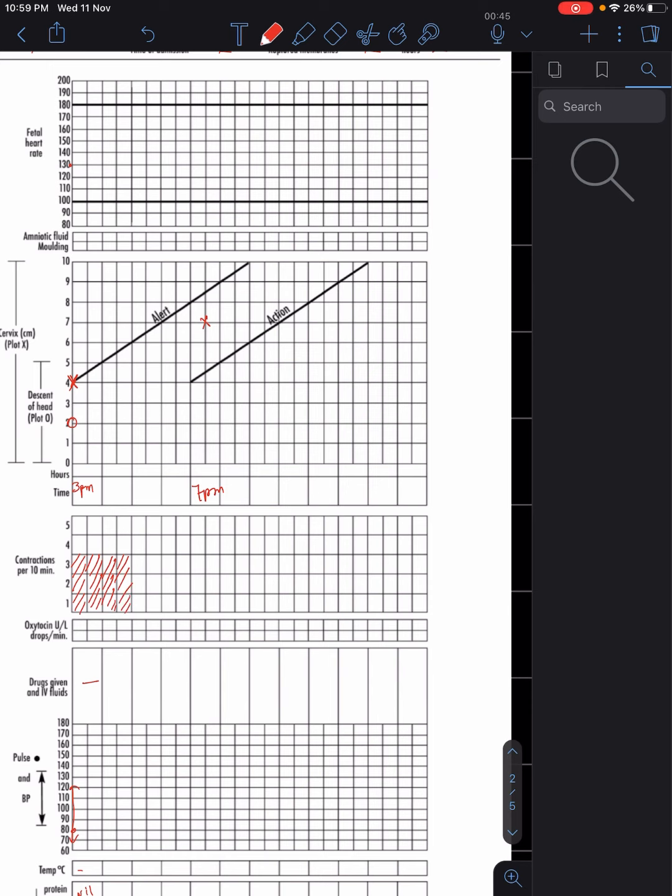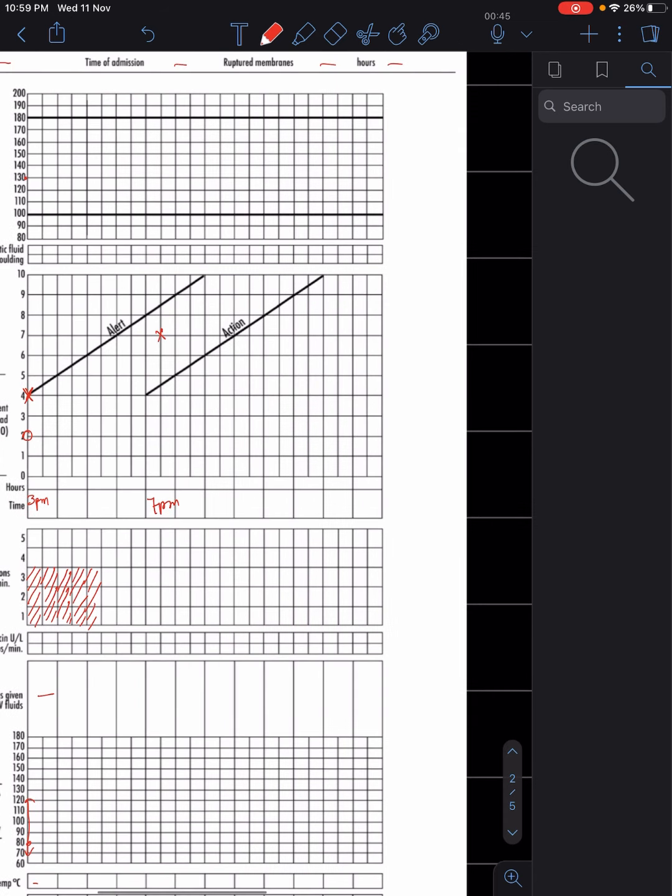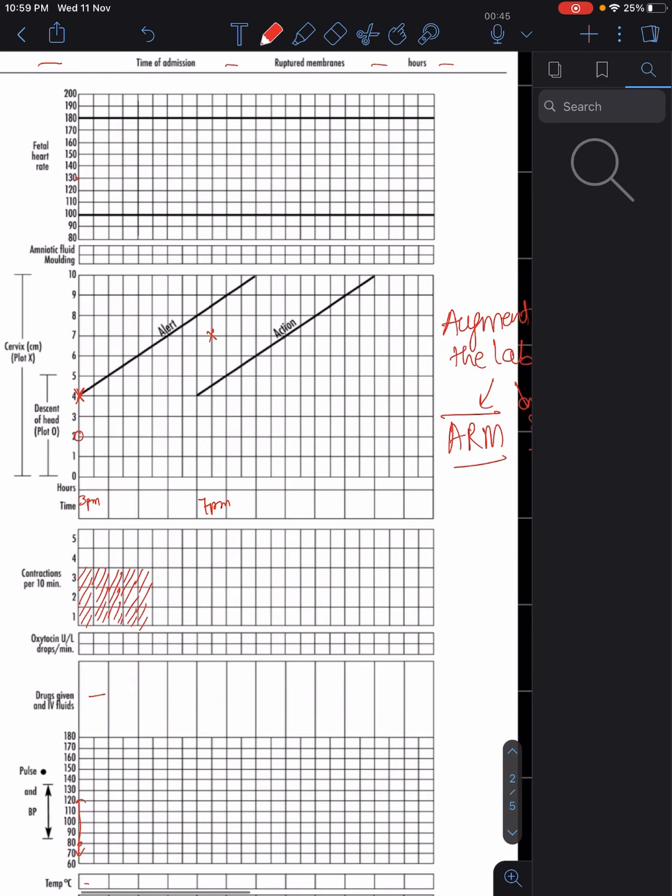Right. So supposing this has crossed the alert line, so what will you do next? You will augment the labor. How will you do this? You will either do rupture of membrane, that is artificial rupture of membrane, or if the membrane has already ruptured, you will start with the oxytocin, right? So we will rupture the membrane, and after that onwards you'll be starting to plot this also. If it is clear, then you'll write clear, right? So that is how we'll intervene in this case if this has not progressed, right?